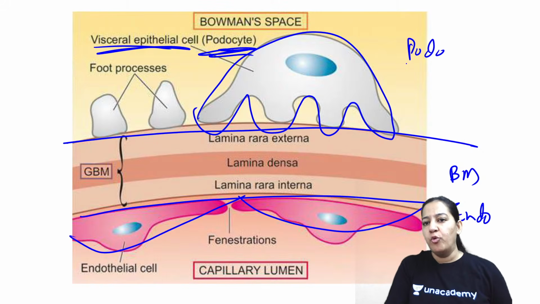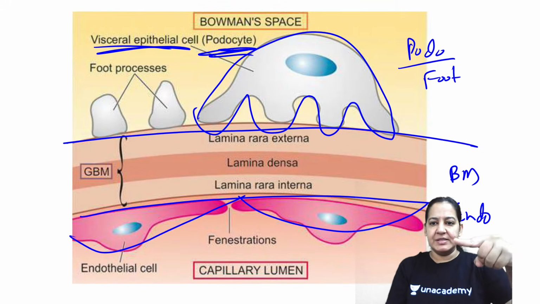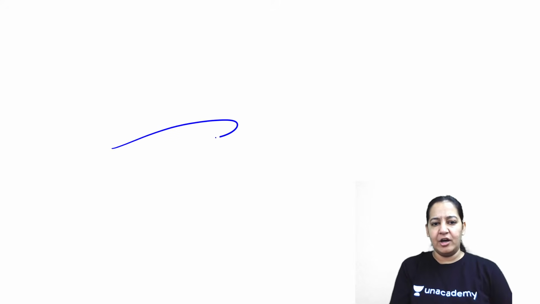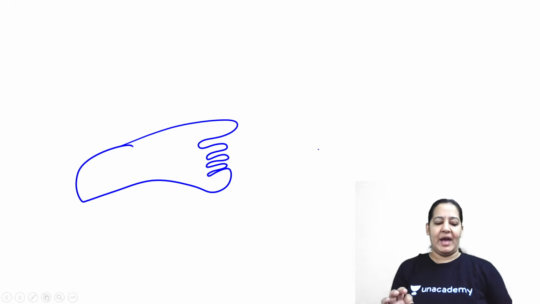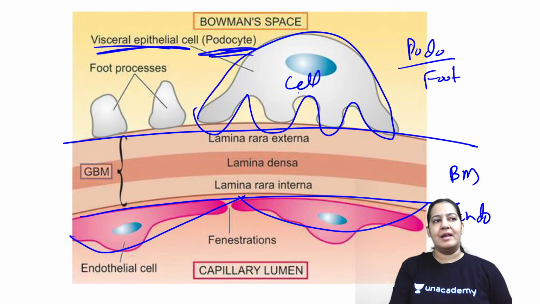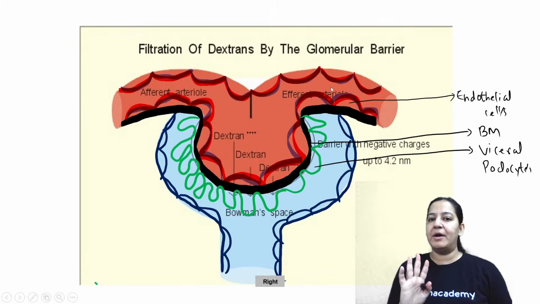Podo का मतलब होता है foot, human foot. See the shape of the cell. The shape of the cell is looking like a human foot. You know what is the shape of a human foot? It's like this. So the cell is also like this. You can see the shape of this cell. That's why the cell is known as podocyte, because of its shape.